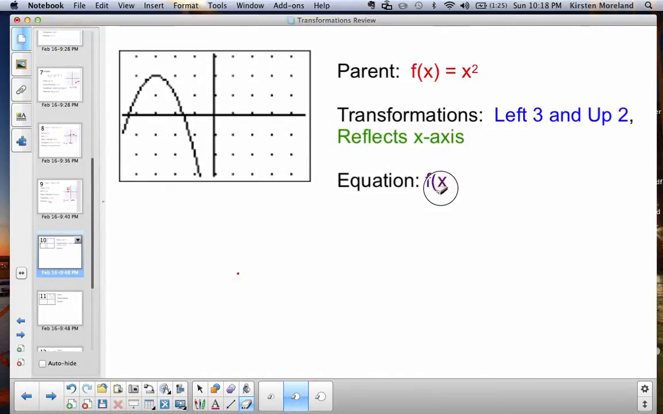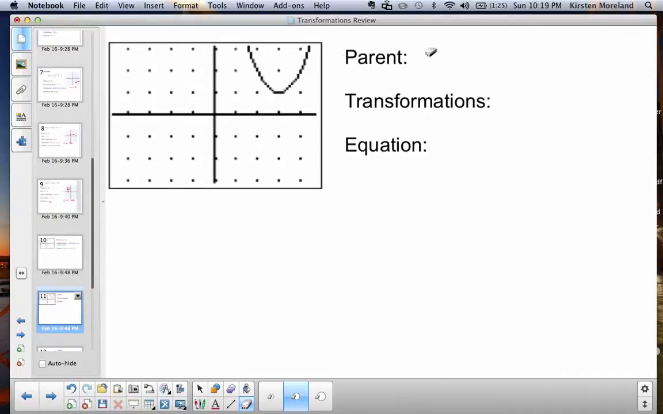So when I start my equation, you can start with f of x or y equals. I know I'm going to need a negative because it's reflecting. On the inside, I'm going to need a +3 because it's gone to the left 3. And on the outside, I'm going to need a +2 because it's gone up 2. Notice there are no stretches on this graph.